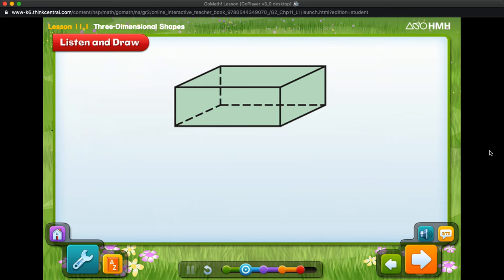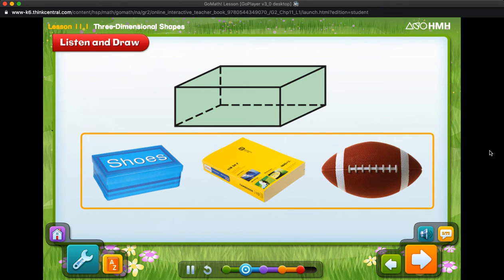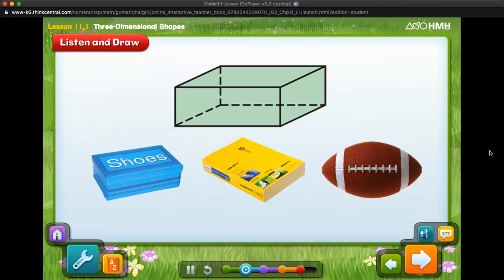Let's find some. Here are some real objects. Which of them have this shape? Does a shoebox have this shape? Yes, a shoebox does have this shape. All the surfaces of a shoebox are flat. What about a phone book? Does it have this shape? A phone book also has this shape. It has 6 flat surfaces. It also has a top and a bottom that match. Both the top and the bottom of the phone book are rectangles. Does a football have this shape? The football doesn't have this shape. It has no flat surfaces.